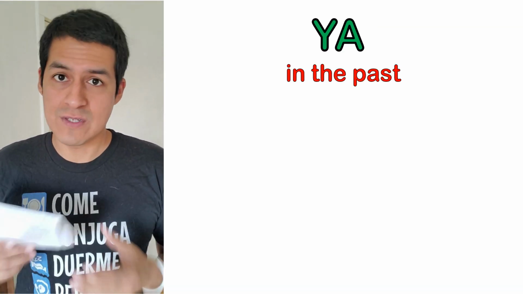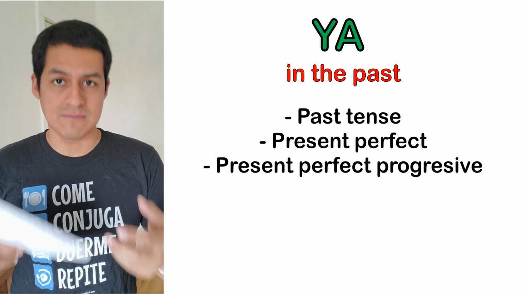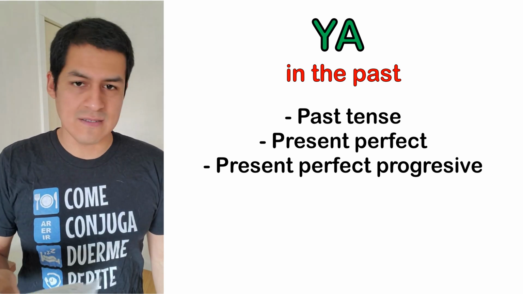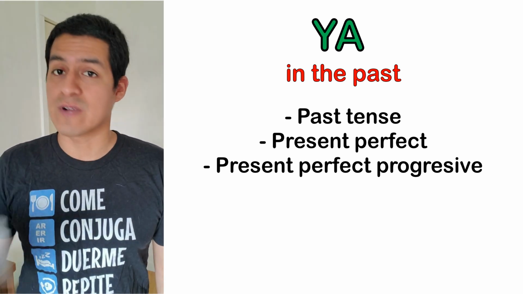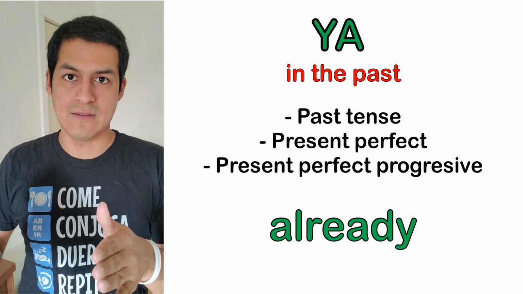When we use the word ya to express an action, an activity that happened in the past, using the past tense, the present perfect tense, or the present perfect progressive, the word ya will mean already.